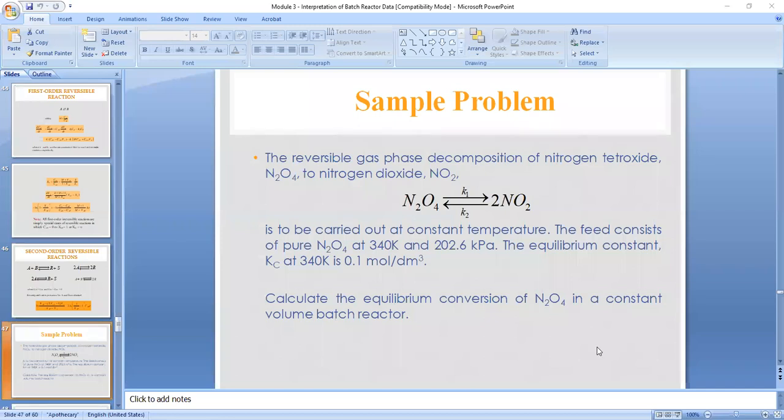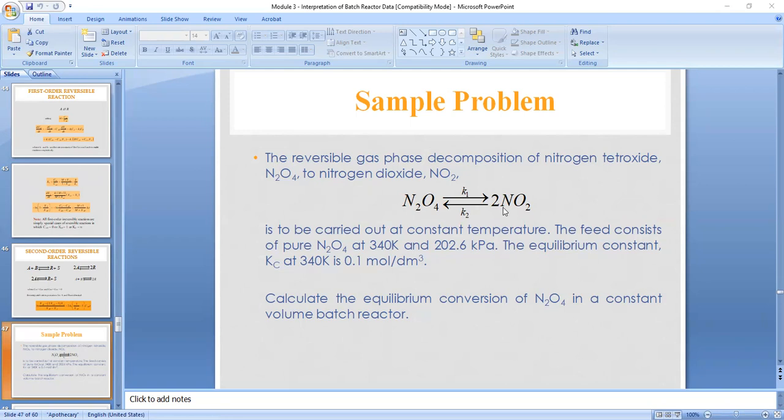So this is a reversible reaction problem, and we will determine the solution based on the principles that were covered in the presentation of the first order and the second order reversible reaction. You're given here the reversible gas phase decomposition of nitrogen tetroxide, N2O4, to nitrogen dioxide, NO2. The coefficient of nitrogen tetroxide is just 1, but on the other side it's 2. So it will not fall in any of the specific cases of reversible reactions that we have discussed.